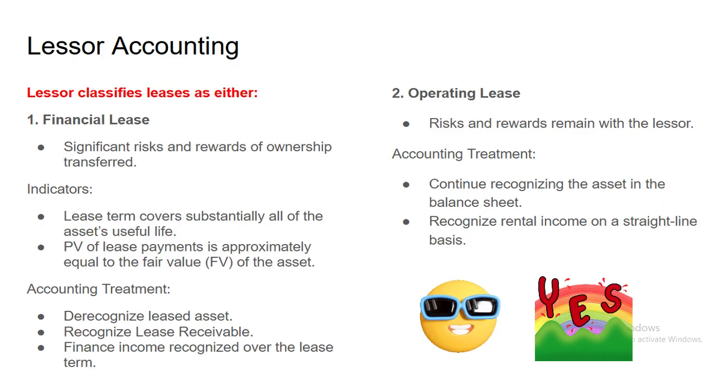Okay, let's break it down. Starting with finance leases, the lessor basically views it as a sale, right? Exactly. They de-recognize the leased asset, put a lease receivable on their books instead, and recognize finance income over the lease term. So if the lease payments are structured in a way that they exceed the carrying amount of the asset over the lease term, the lessor is essentially making a profit on the lease.